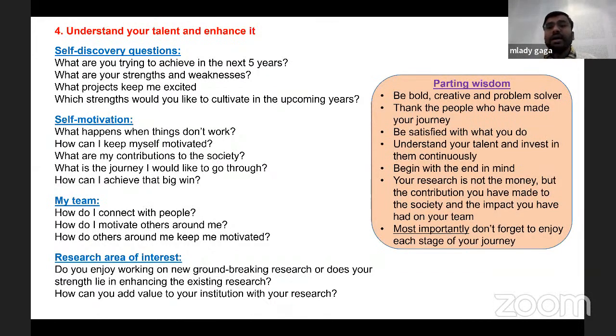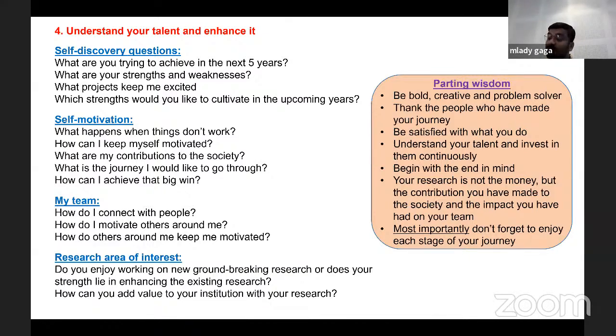So these are the parting wisdom. Be bold, creative, a problem solver. Thank the people who made your journey. You should always think of your previous teachers, previous mentors. Be satisfied with what you do. Understand your talent. Invest in it continuously. Begin with the end in mind.